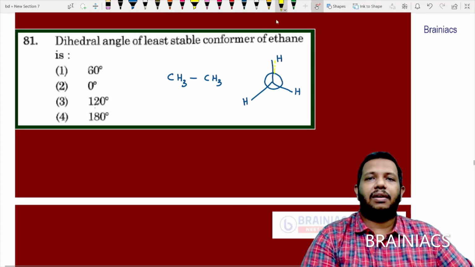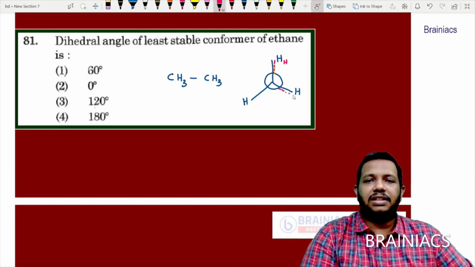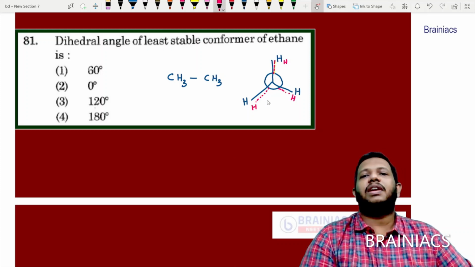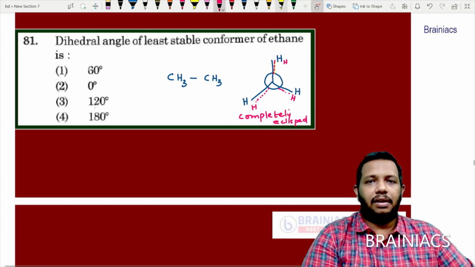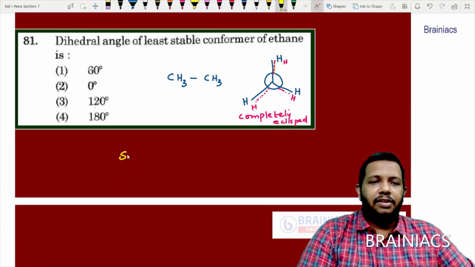I can draw it, we'll take another color. You have hydrogen here, and here also you have hydrogen like this, and here also you have hydrogen like this. And we know that this is called the completely eclipsed form. And if you look at the stability order, you might have learned it in our theory class, which one is the stability order?